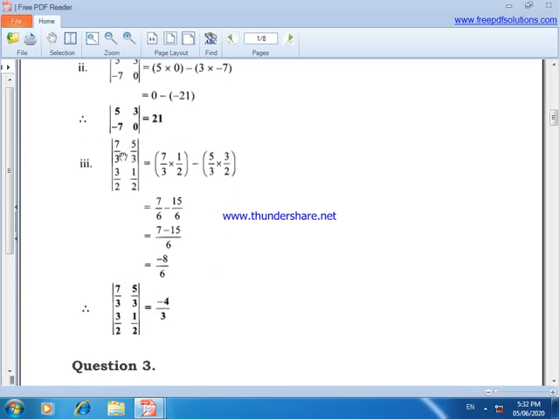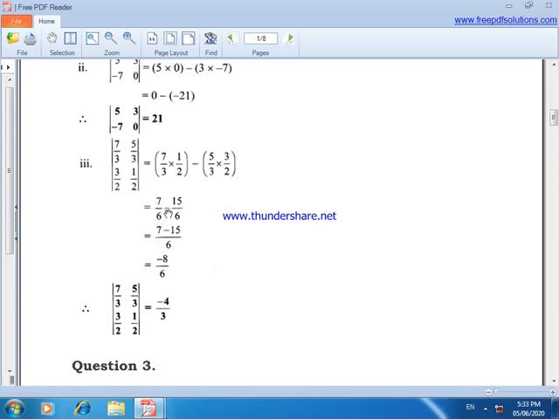Then the last example, 7 upon 3, 5 upon 3, 3 upon 2, 1 upon 2. Cross multiply this value, that is 7 upon 3 into 1 upon 2, minus 5 upon 3 into 3 upon 2. While multiplying 7 upon 3 into 1 upon 2, we have to multiply the numerator, that is 7 into 1, that is 7, then multiply the denominator, that is 3 into 2, 3 2s are 6, minus sign will be as it is, again multiply the numerator, 5 3s are 15, then multiply denominator, 3 2s are 6.